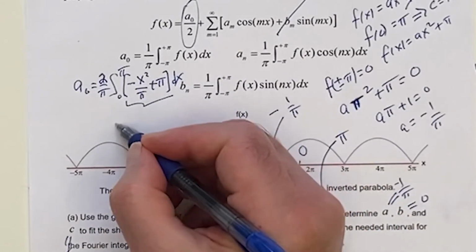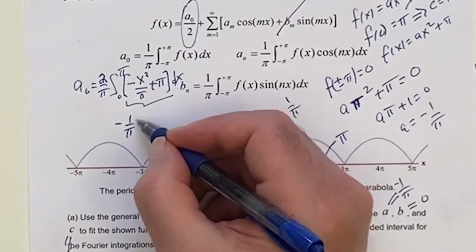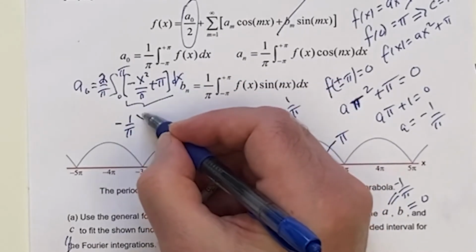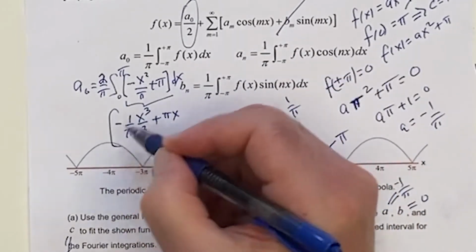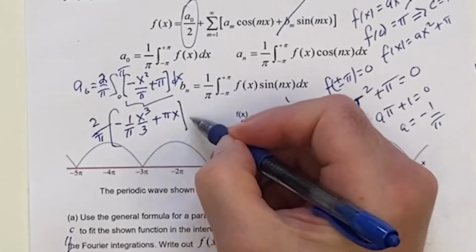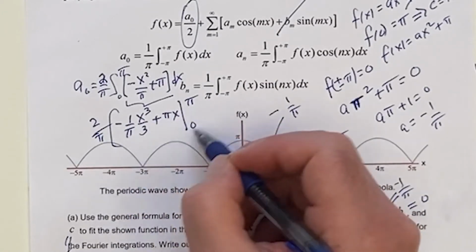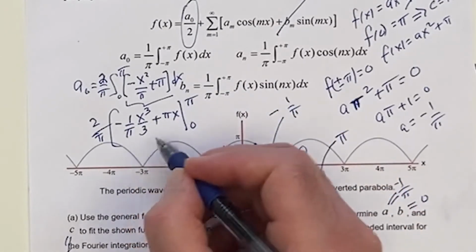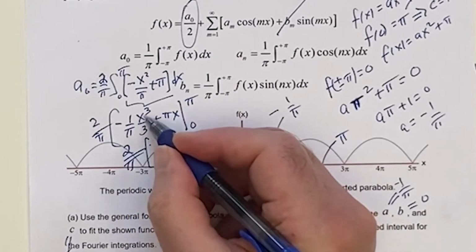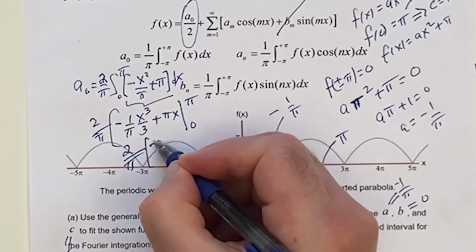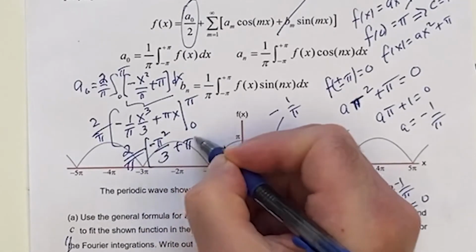So integrating this, minus 1 over pi, well, this is going to be fairly easy to do. These are friendly. So this is x cubed over 3 plus pi x. We have a 2 over pi out in front, and we're going to go from 0 to pi. That makes it easier because of the zeros, there's going to be nothing in the lower limit, just the top one. So this would be 2 over pi, and you would have here pi cubed over that, so it's a minus pi squared over 3 plus pi squared.